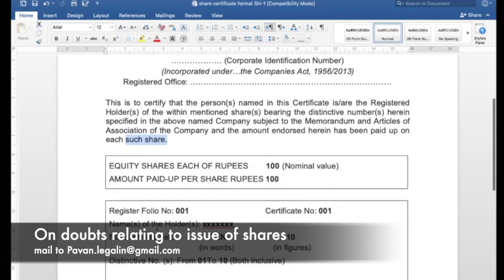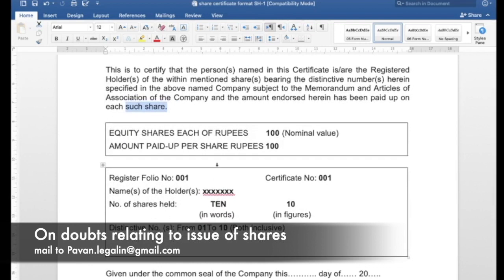Come down. Coming to this example, we are assuming one particular share value as rupees 100. In that case, we'll have to mention equity share each of rupees 100. So what we are mentioning is the value of one particular share, the nominal value of each share.